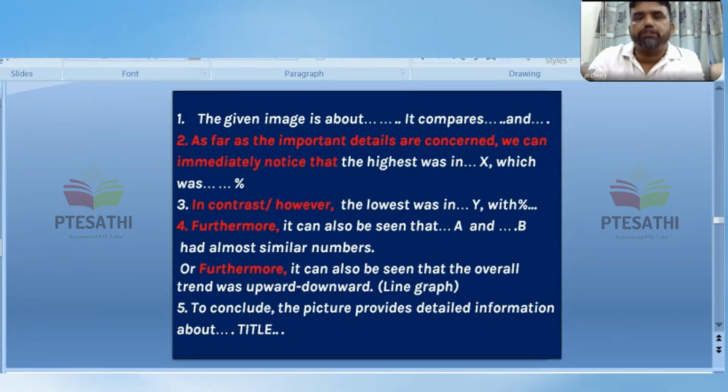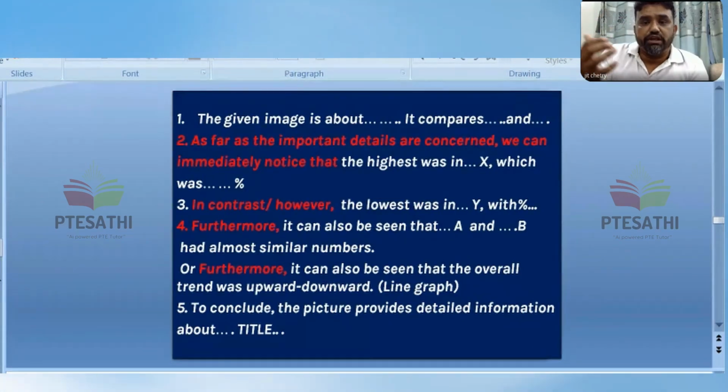So structures will not give you 90. It's actually the pronunciation, how you deliver it. But anyway, I'm giving you 2 structures. This is the one which I think can be quite beneficial because it has long cushioning words. I call it cushioning words, but you can say linking words, like long linking words. What I mean by that is, as far as the important details are concerned, we can immediately notice that. So that's a long linking word.